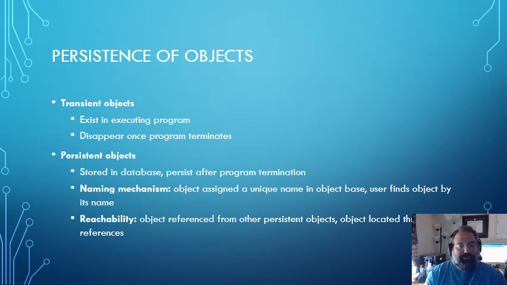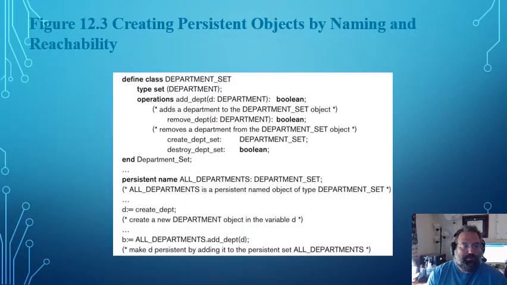Transient objects exist in execution whenever a program is executing; they disappear once a program terminates. Persistent objects are those which are stored in a database and persist after program termination. Naming mechanism: an object is assigned a unique name in the database. The user finds that object by that name. Reachability refers to the ability of an object to be referenced from other persistent objects, object location through the references. So basically you can reach it by starting with some other objects that have been persisted. Figure 12.3 contains the process of creating persistent objects by naming and reachability.